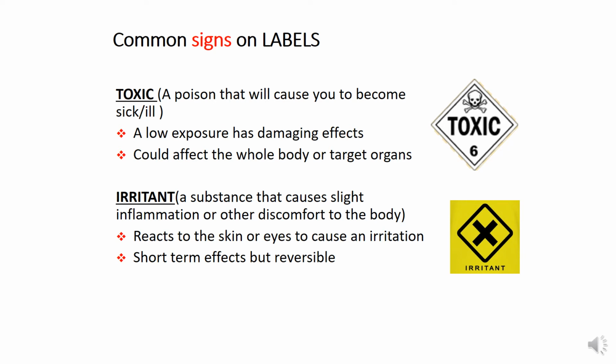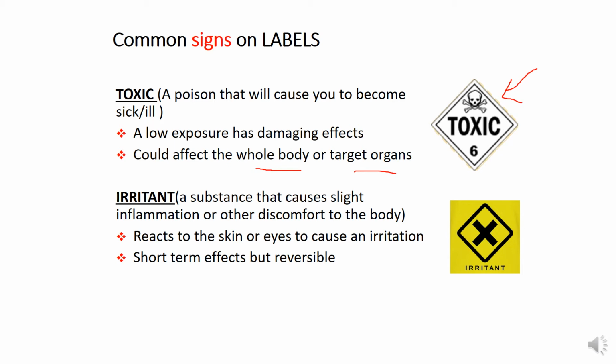And also there are different signs. For example, toxic, so it means like a poison, it's a poisonous chemical that will cause you to become sick. Even a low exposure can also have certain effects on your body parts. It could affect your whole body or particular target organs. In the last slides I think we discussed the kidney or the liver, as well as the neurons.